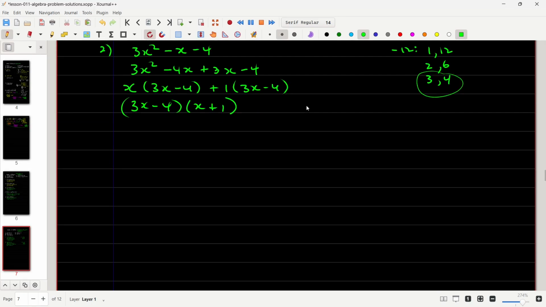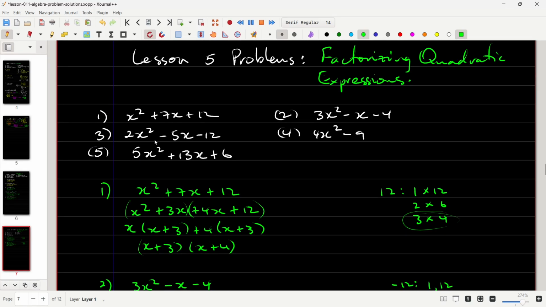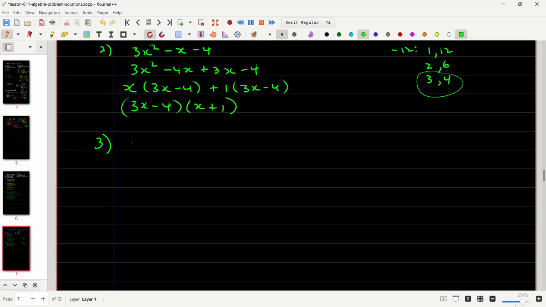All right, let's do the next one, number 3. Number 3, 2x squared minus 5x minus 12. So we have minus 24 here. So it's 1, 24, 2, 12, 3, 8, 4, 6. And then we just go in the loop, 4 by 6, 8 by 3, and so on and so on.